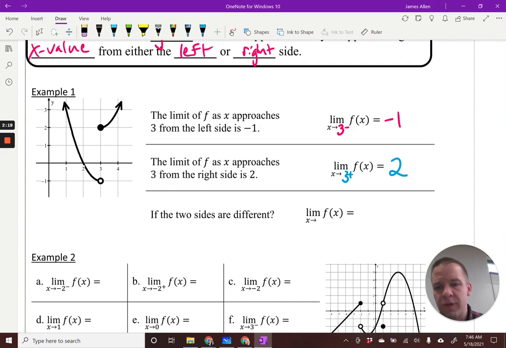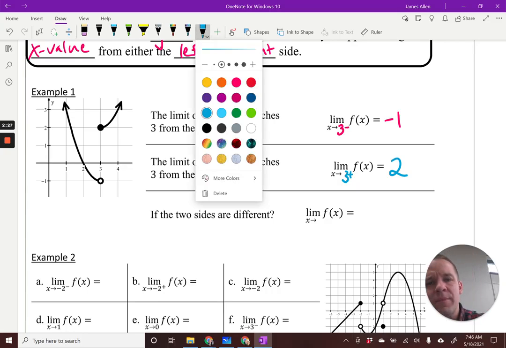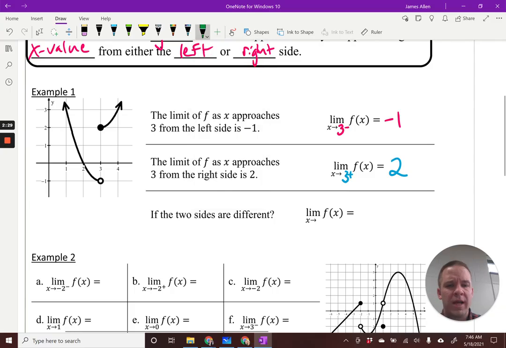Oh, hold up. If the two sides are different, what do we think that means? The limit of f of x as x approaches 3, just 3 in general, not from the left, not from the right, but the limit as x approaches 3. It's approaching two different things. Can you really make a decision as to what it's approaching then? No. So it does not exist.